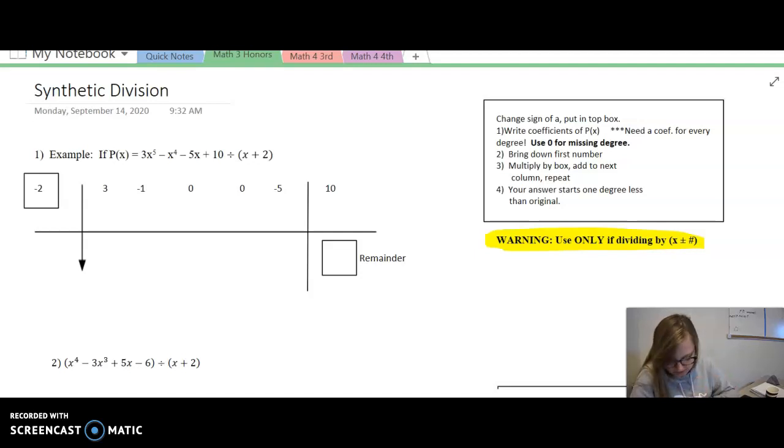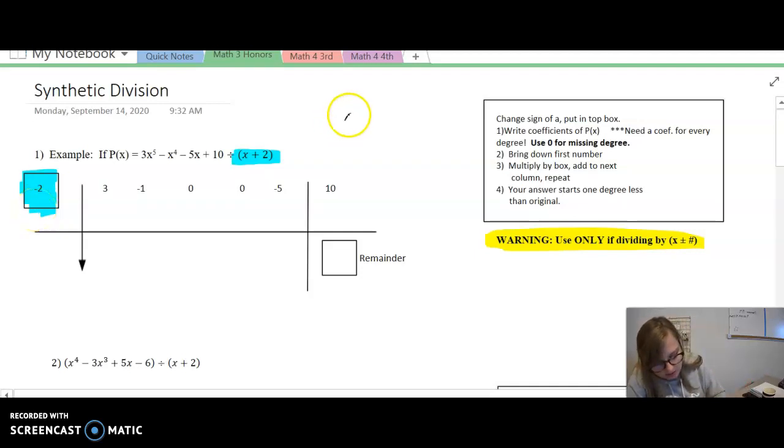Let's get started with our first example. For our first problem, I've already given you kind of what's going to happen for synthetic division. In our first box right here, we have -2, and that comes from our division function. If we want to figure out what this number is going to be, it's really just if we had x plus 2 equal to 0, and we're solving for x. So -2 comes from solving for x when we have x plus 2.